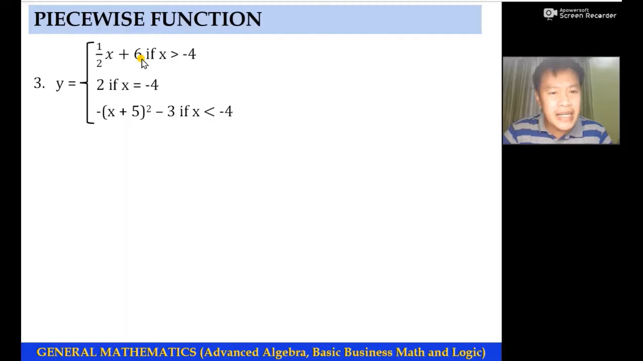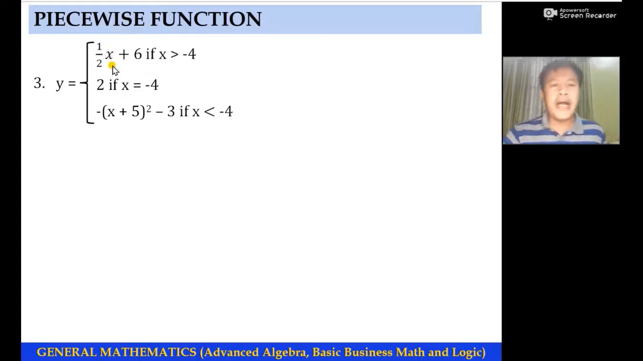Take note, this is a linear function. This is a constant function, but since our x is only one value, and that is negative 4, it is no longer a constant function, but it is a point function already. And this is a quadratic function with vertex negative 5 and negative 3. Actually, the functions here are just basic. It is just complicated because of the multiple functions that we have with different subdomains.